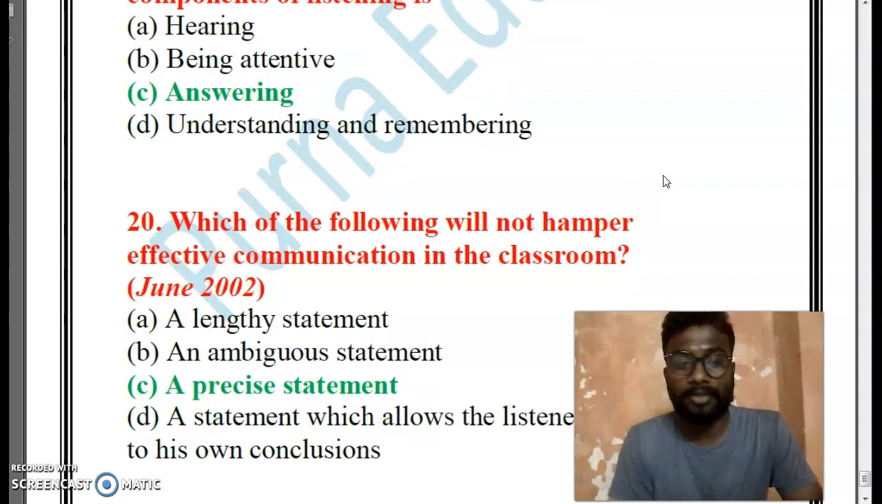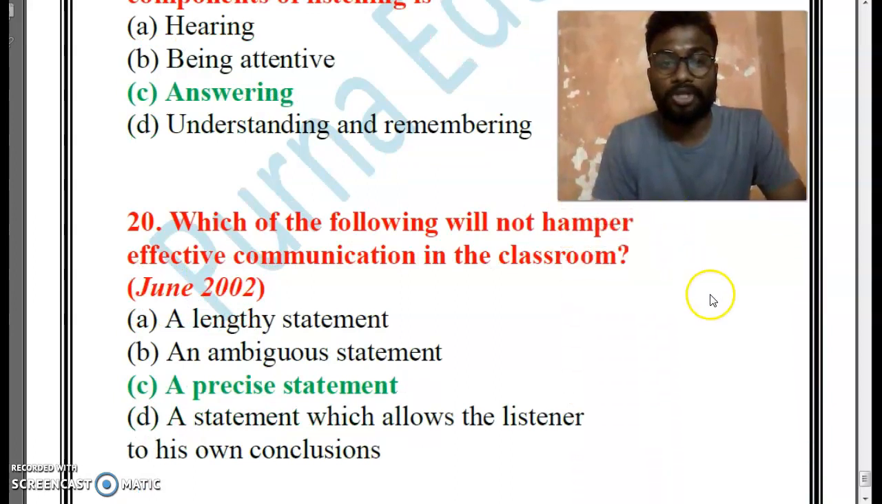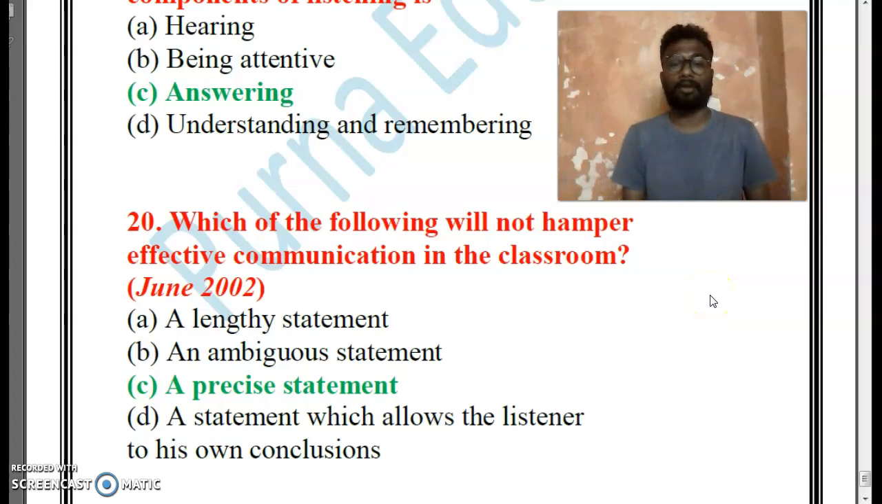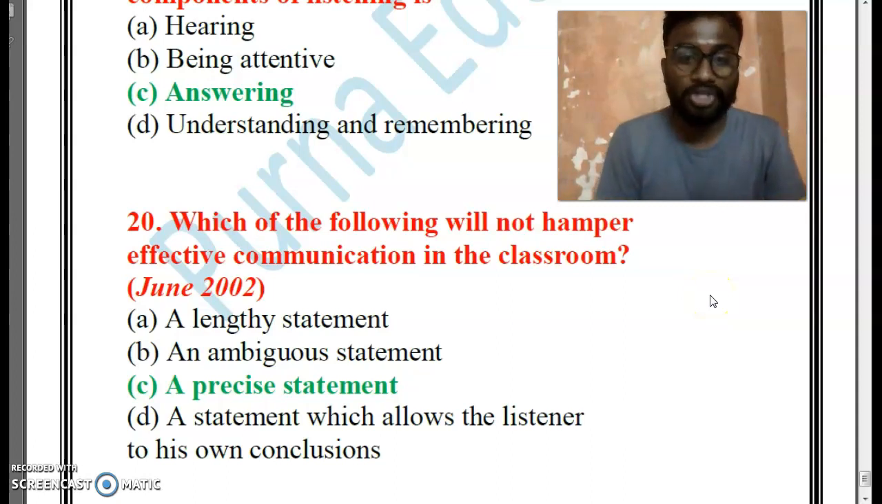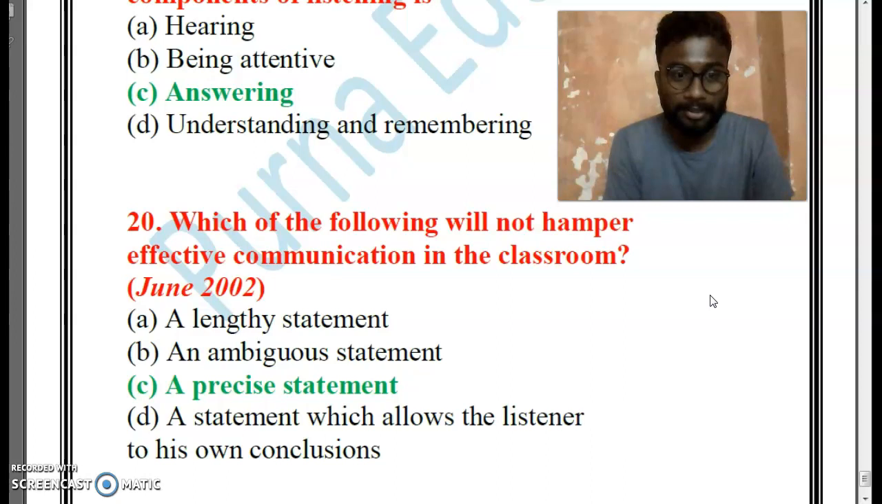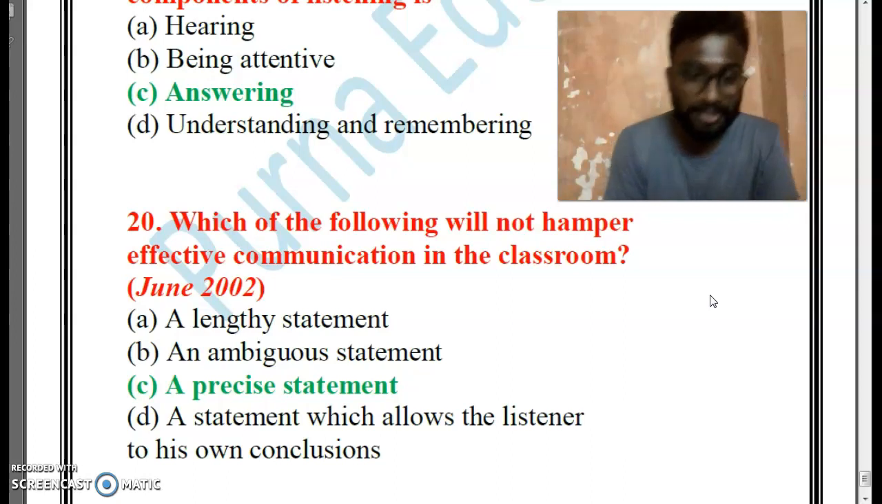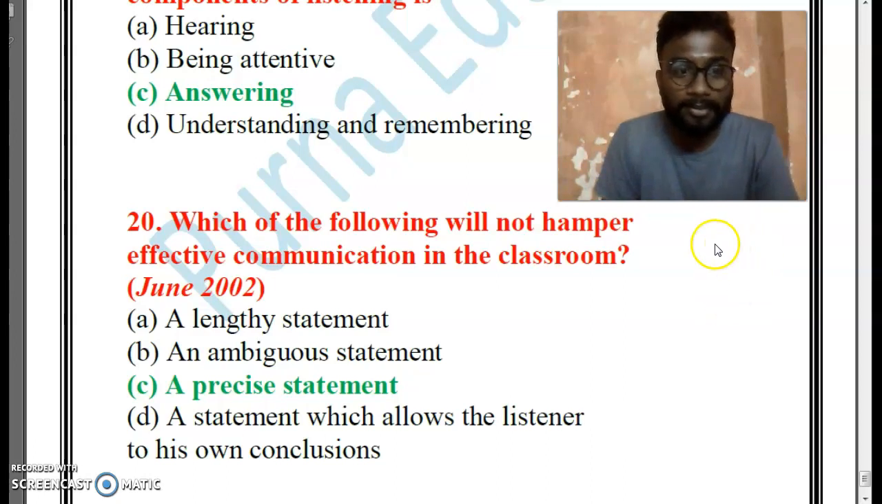The last question of the session: which of the following will not hamper effective communication in the classroom? Option A, lengthy statement. Option B, ambiguous statement. Yes, a precise statement. A precise statement is based on the listener. Yes, I hope you understand.